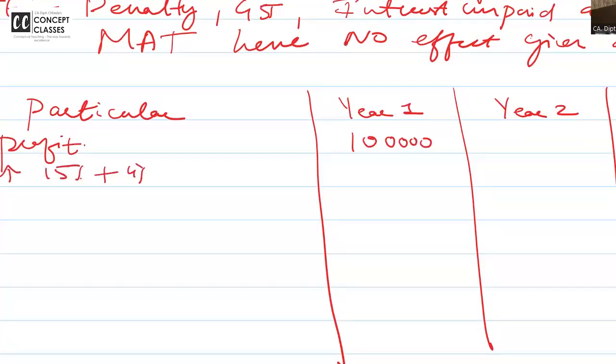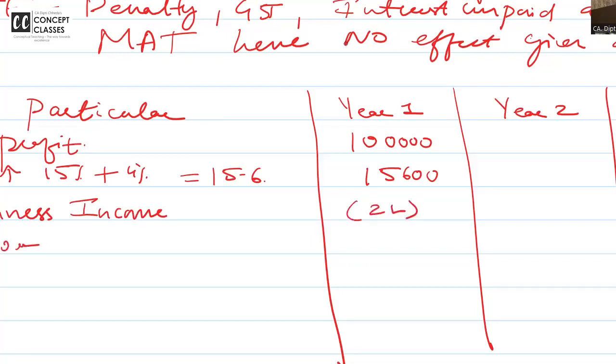15% plus 4% ESS. So pick up your calculators. 15 into 104%. It's coming to 15.6. Can I directly take 15.6? Are you all clear if I take 15.6? That's 15,600. Now, what is your normal business income? Normal business income. It's a loss. 2 lakhs. So what will be my normal tax?